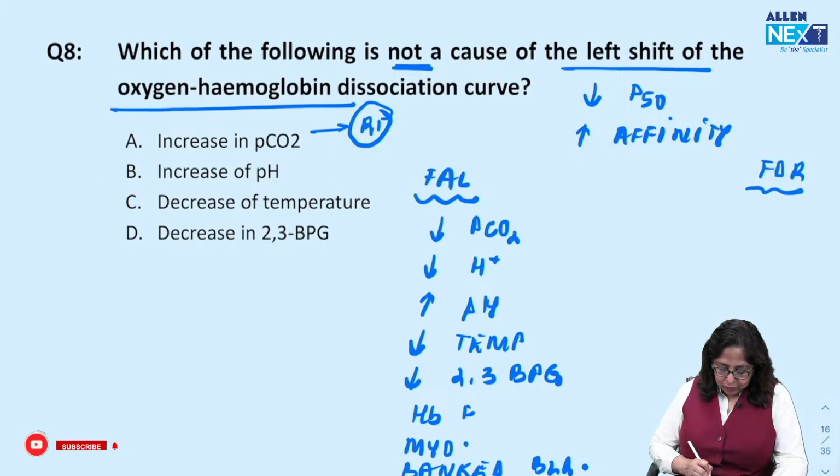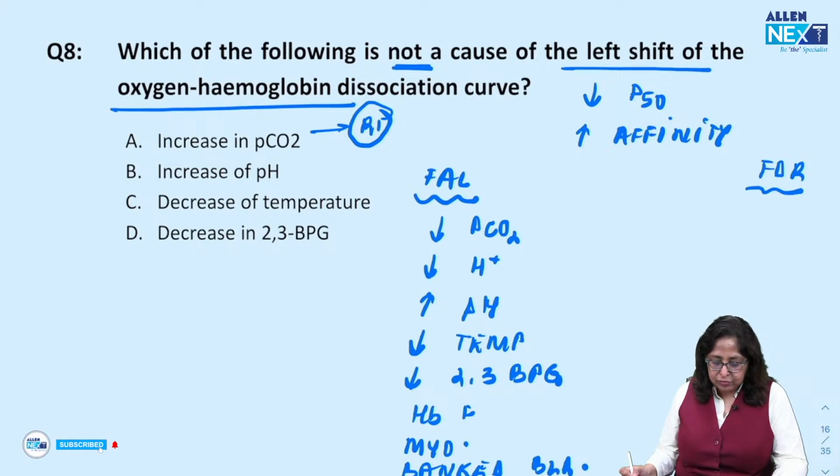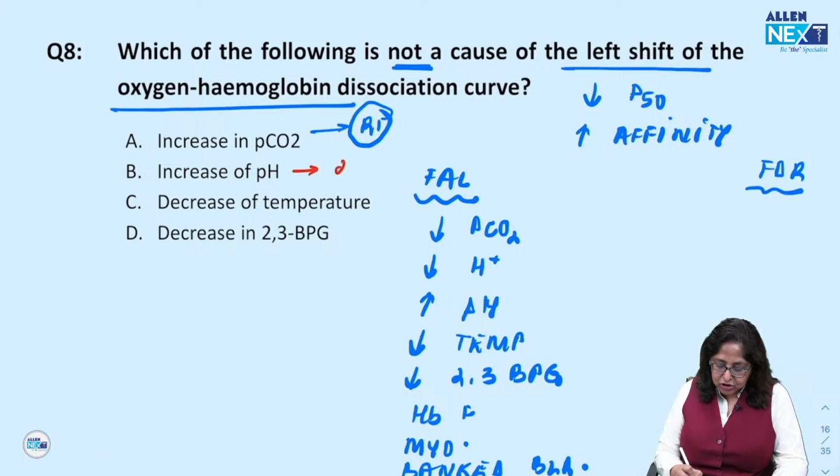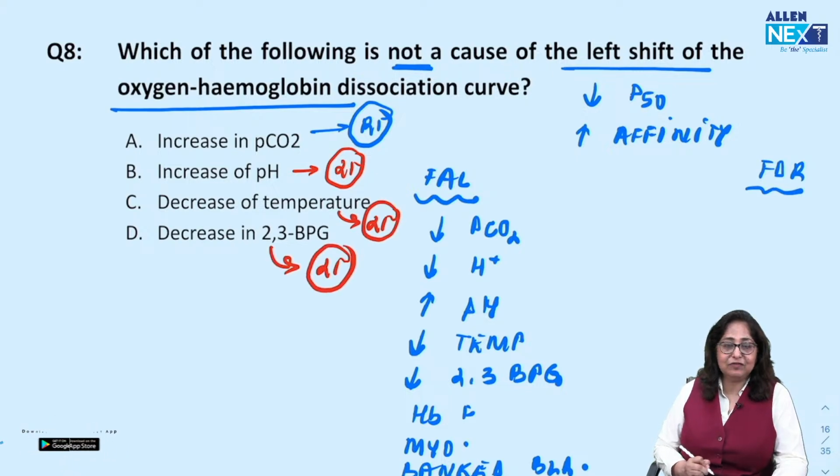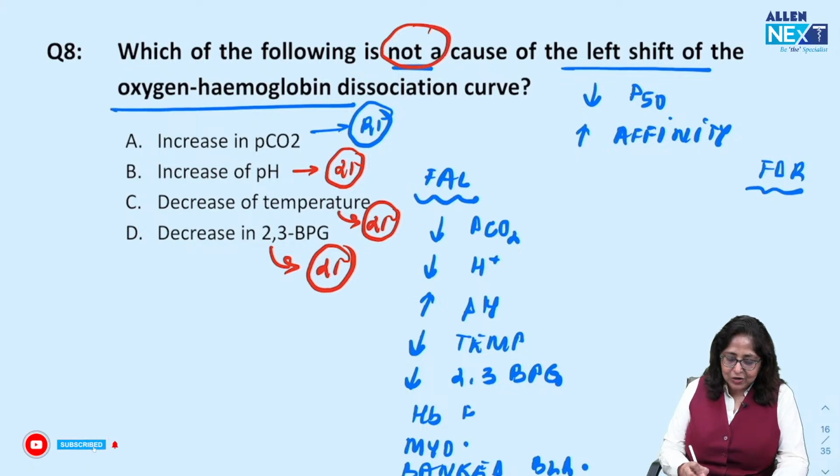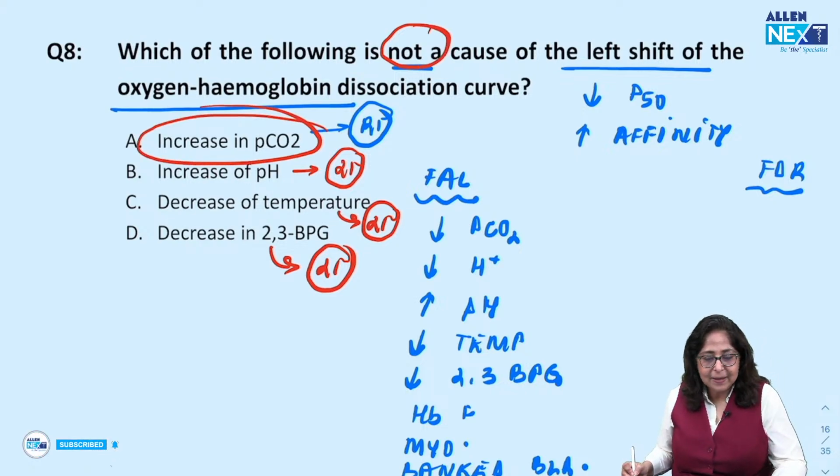Let me just go through the options once again. Increase in PCO2, right shift. Increase of pH, left shift. Decrease of temperature, left shift. Decrease in 2,3-BPG, left shift. So what is not a cause will be an increase in PCO2. Are you okay with that? No, all three, the others are yes.